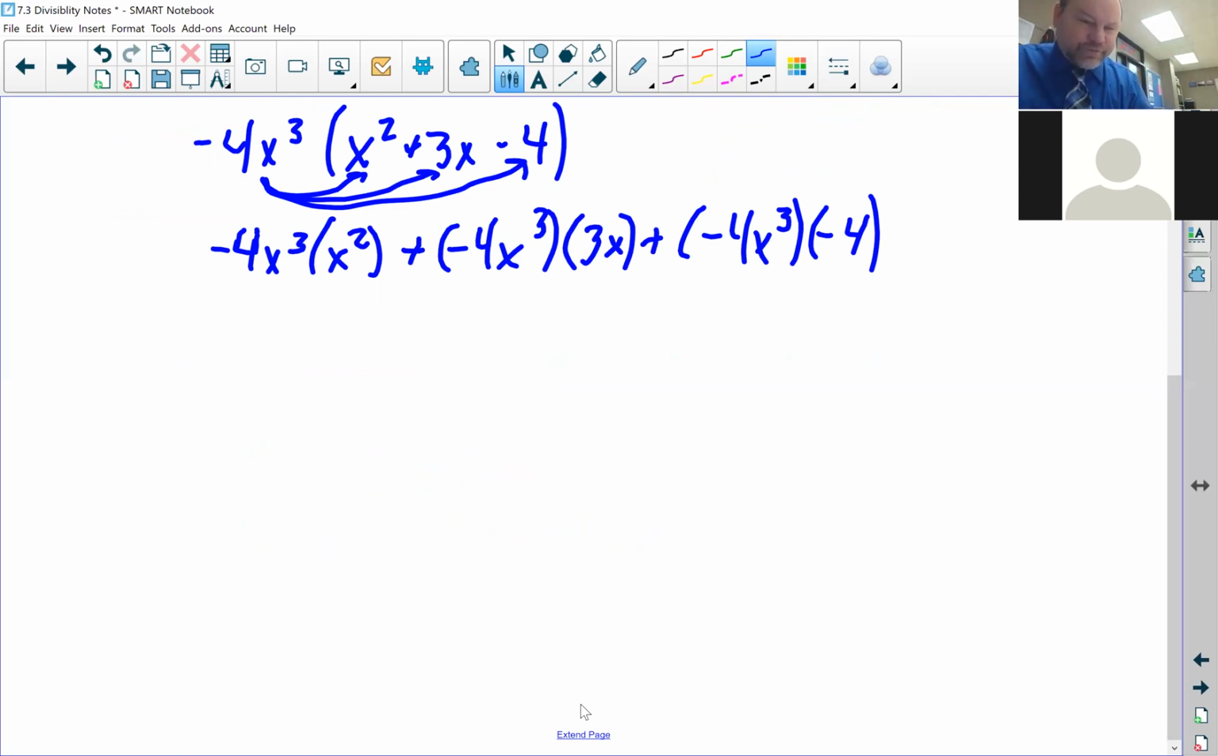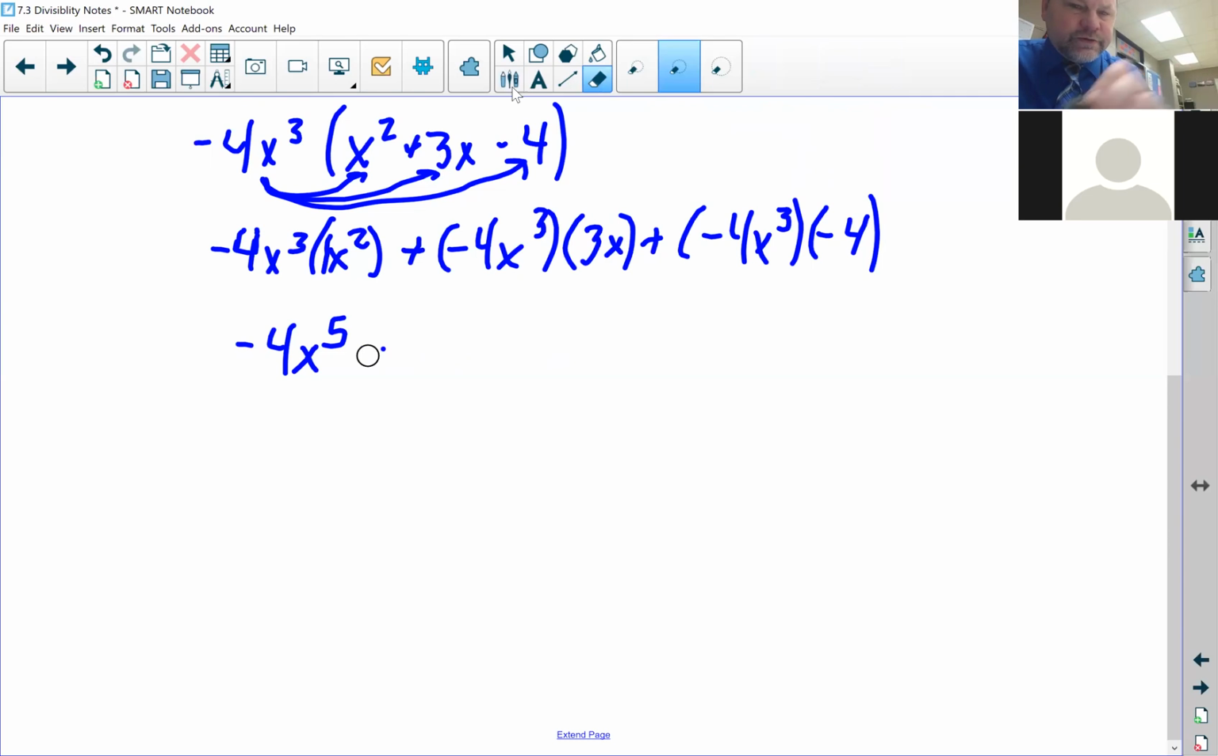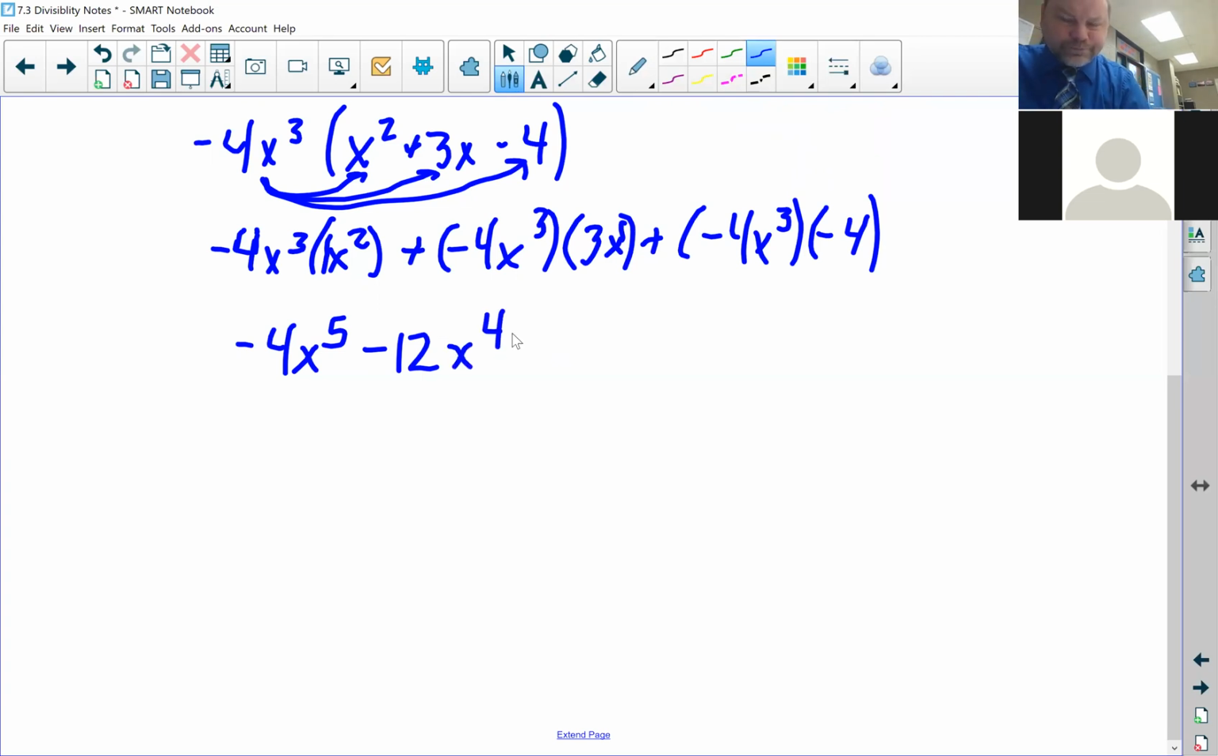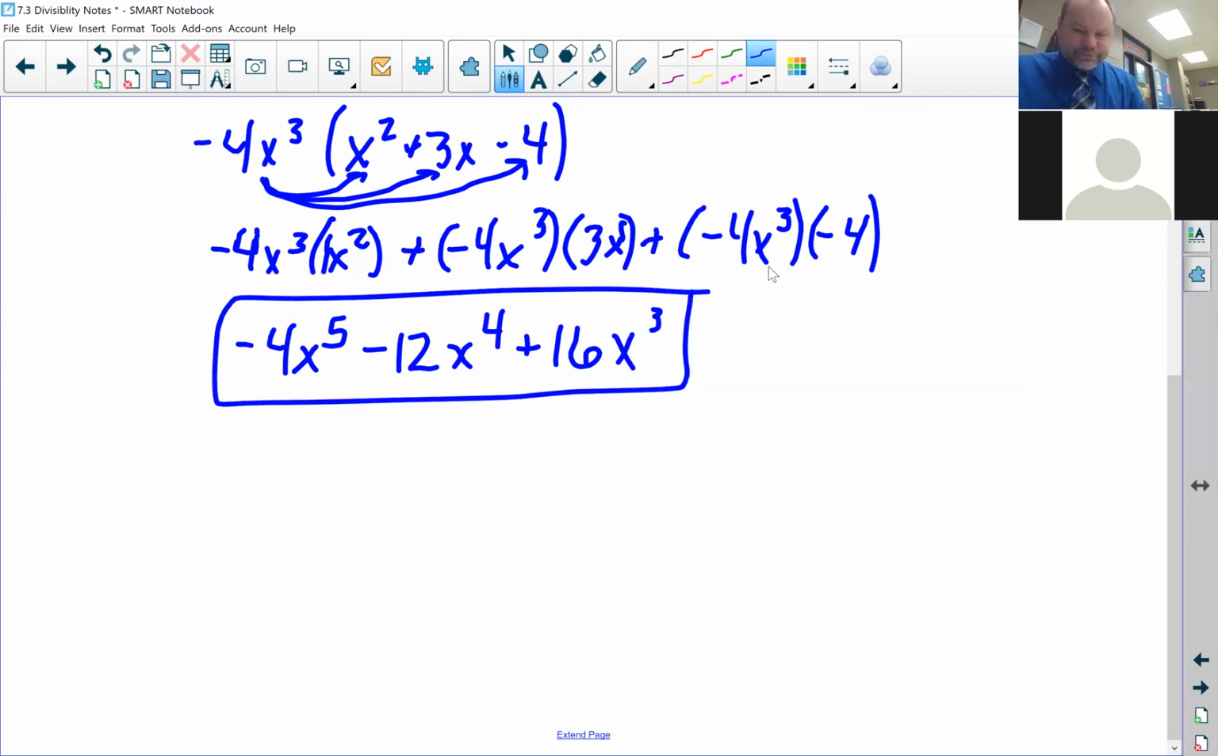So it's just like the first couple of examples we looked at. Again, this is like 1x squared. So I multiply negative 4 times 1. Add my exponents. 3 plus 2 gives me x to the 5th. Negative 4 times 3 is negative 12. X to the third times x to the first, add my exponents. 3 plus 1 is 4. Negative 4 times negative 4 is positive 16. And we just have x cubed. So that's going to be in our answer.